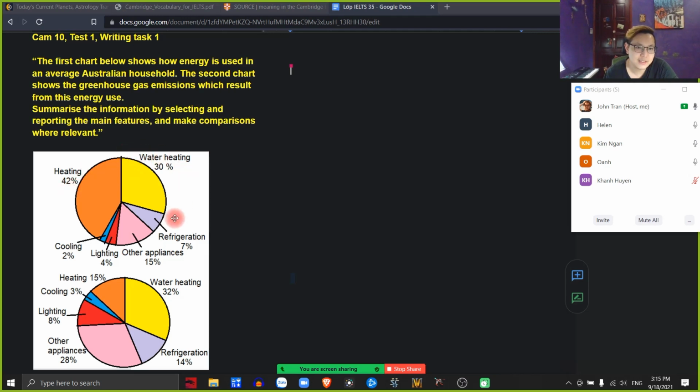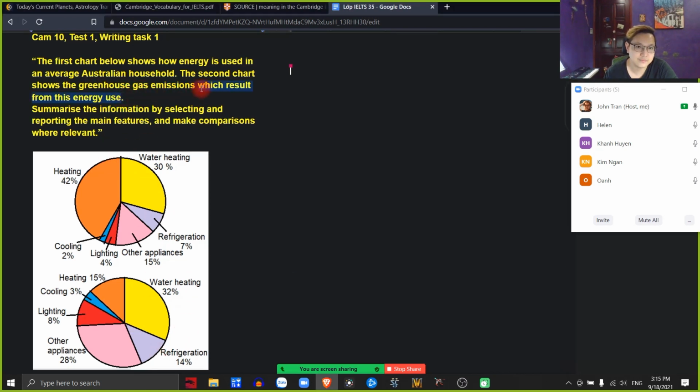So you can see water heating results in nearly the same. So you can see that there's a cause and effect kind of relationship between the two pie charts.